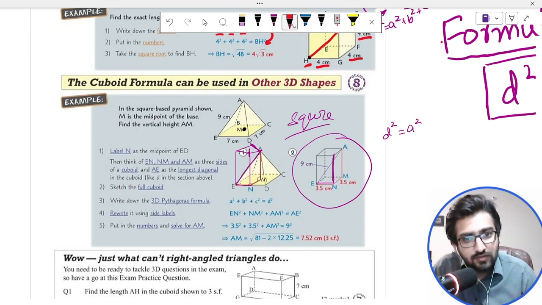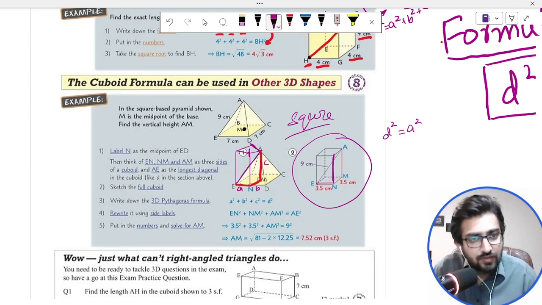Let me draw in another color. Let's assume this is a, that is b, and that is c. So a square is equal to d square, which is the diagonal EA, so d square is a square plus b square plus c square.